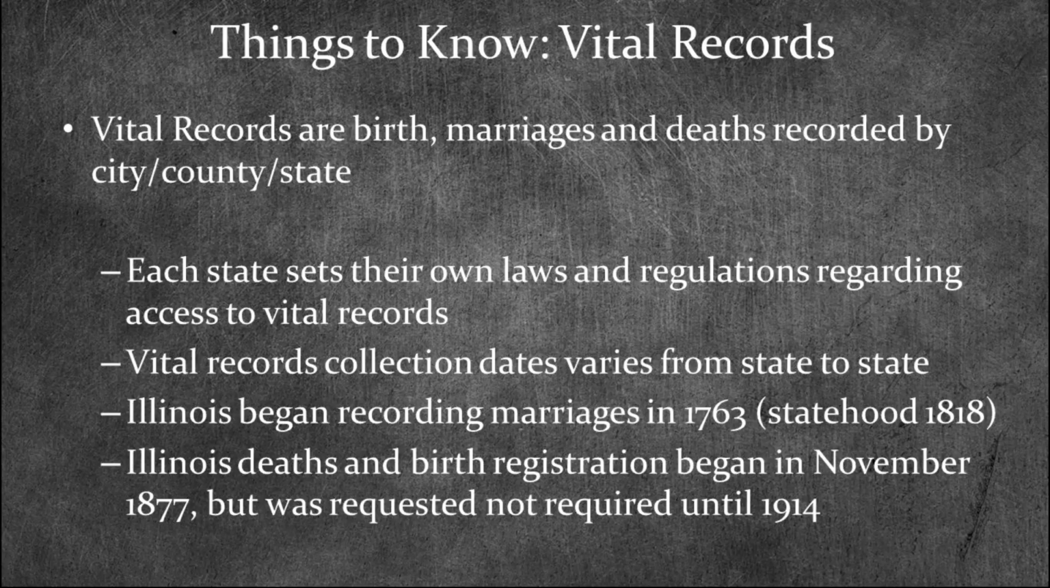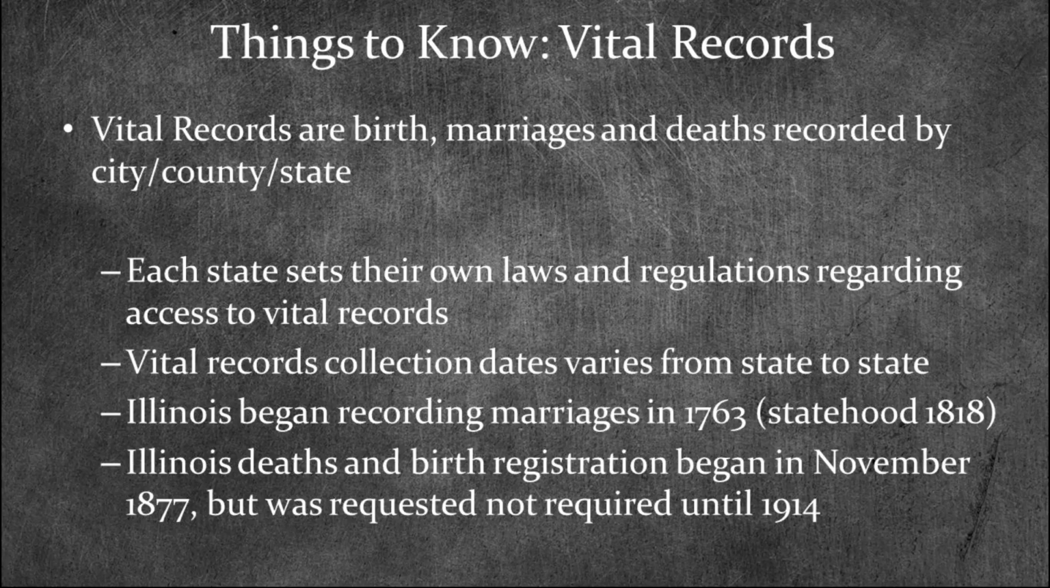Another important set of records are going to be vital records. So vital records are considered birth, marriage, and death records. They could be available at the city level, at the county level, or at the state level. Each state sets their own laws and regulations regarding access to vital records, whether or not they can be placed online, whether or not there's a restriction on the age at which the record needs to be in order for you to gain access to it. For example, Illinois has a restriction on records: birth records are available to the public after 75 years, marriages are available after 50 years, and deaths are available after 20 years.